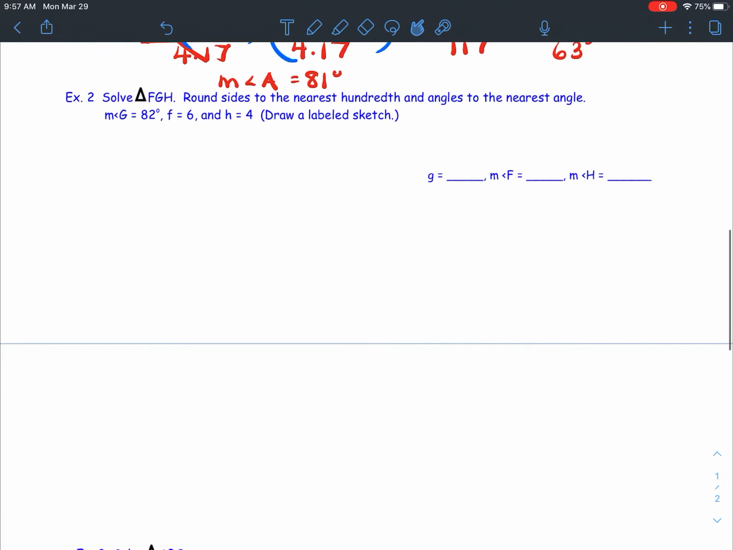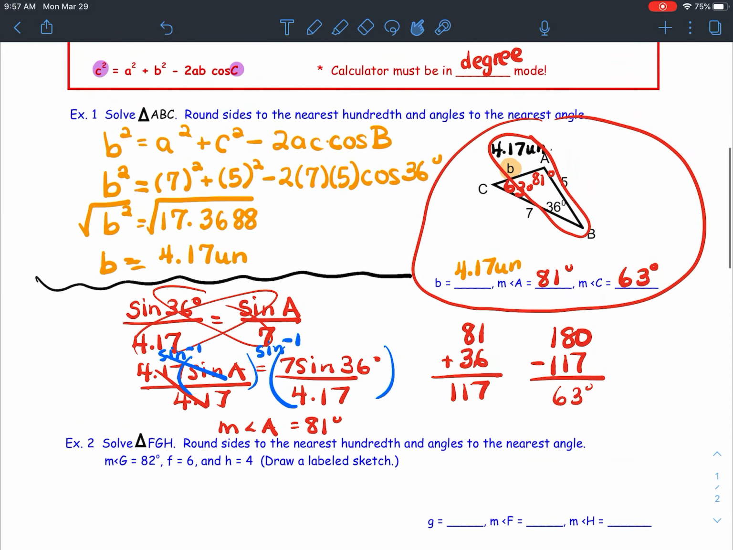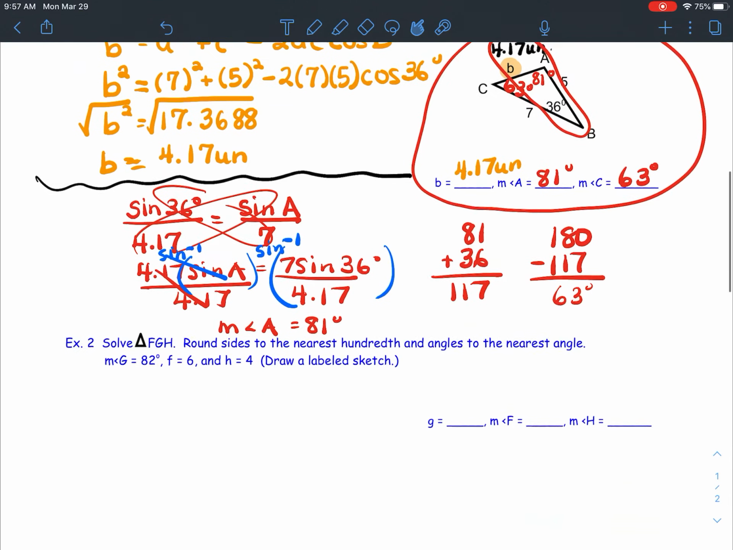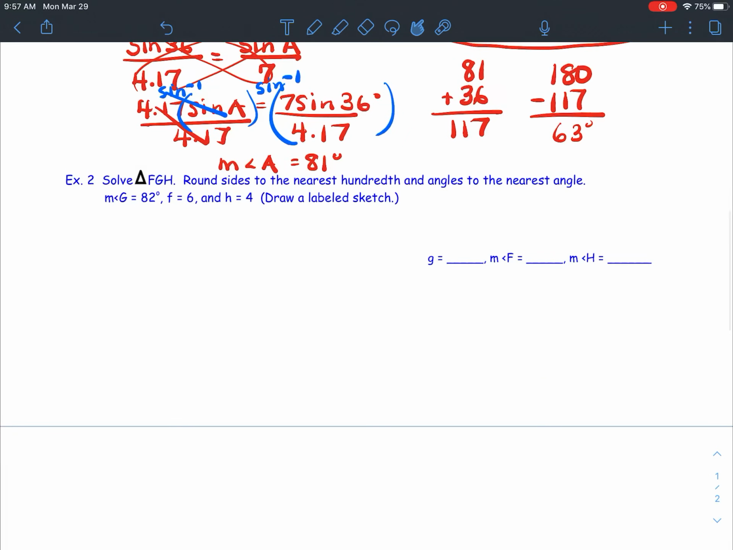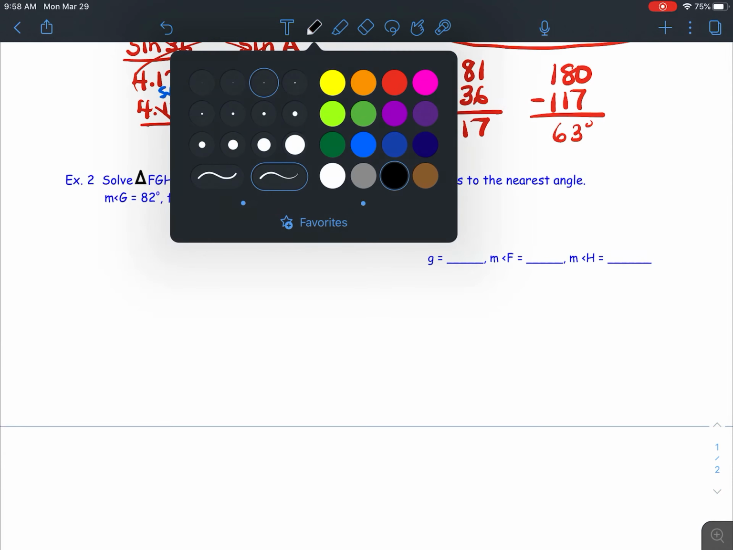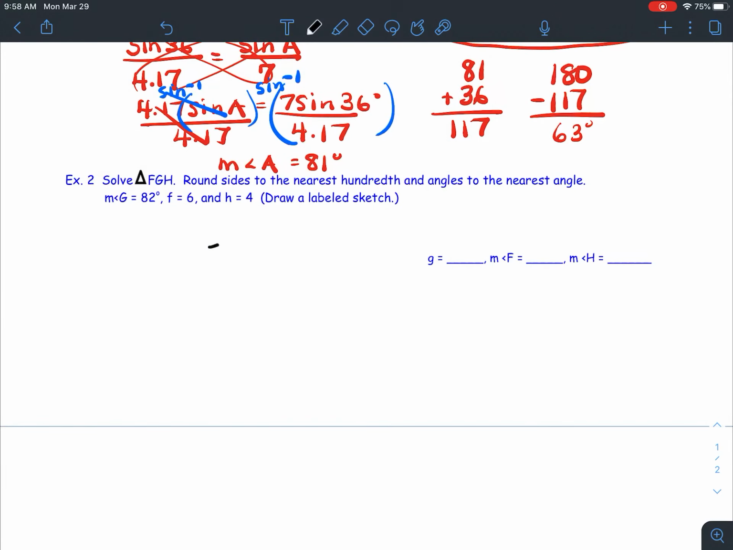Okay, let's go ahead and try another one there. Okay, that is one where we use the law of cosines to find a missing side. Okay, all right, so here we are on this one. I'm going to go ahead and sketch a picture since we don't have a picture sketched for us here. This is triangle FGH. We're given that angle G is 82 degrees, side F is 6, side H is 4. Okay, you always have to draw a picture if one is not provided for you.